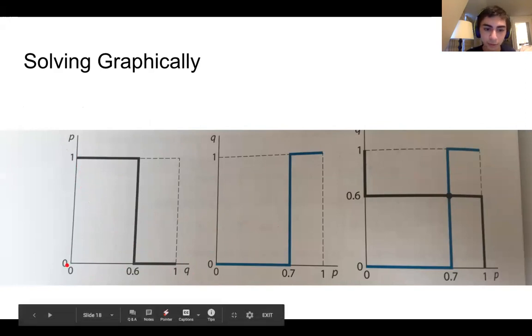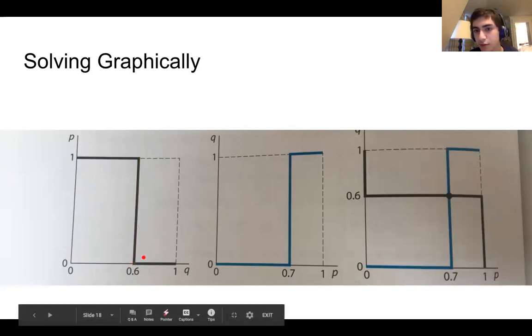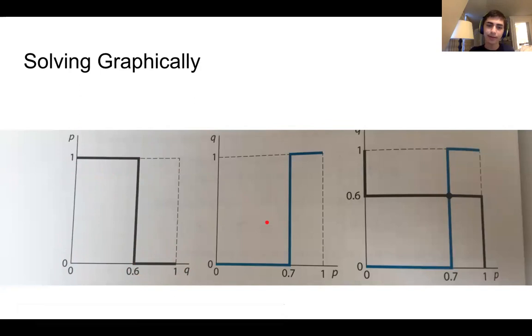So if Q is less than 0.6, P is 1, right? Player A is always going to choose up. If Q is greater than 0.6, P just goes down to 0 immediately. Suddenly, player A is always going to choose down, and if it is exactly 0.6, it doesn't matter what P is. Similarly, we can do the same thing with player B's response rules, but for some reason they reverse the axes, which very much annoys me.